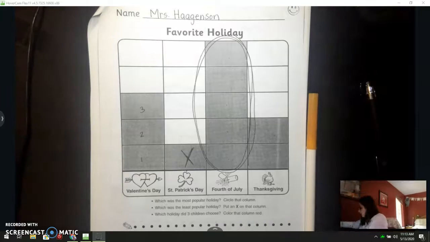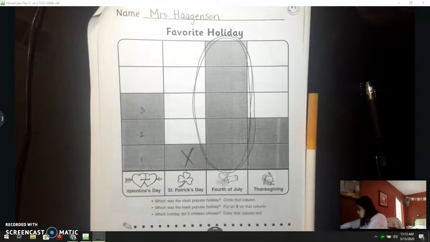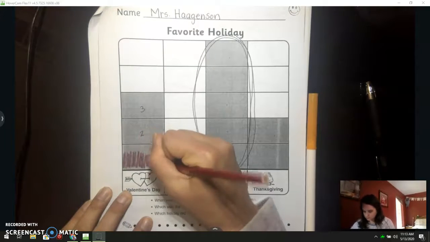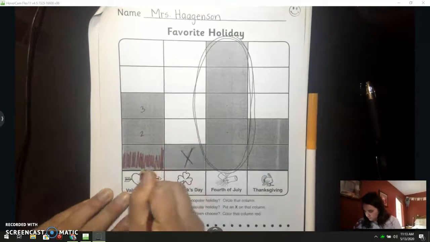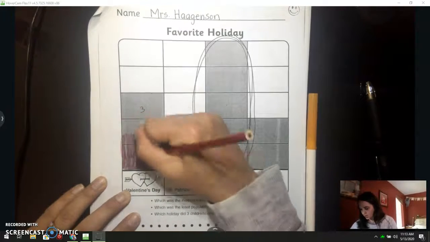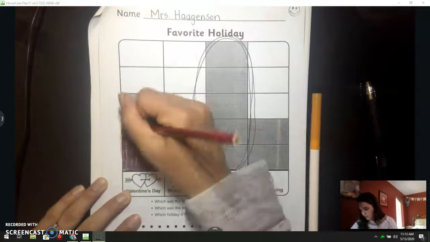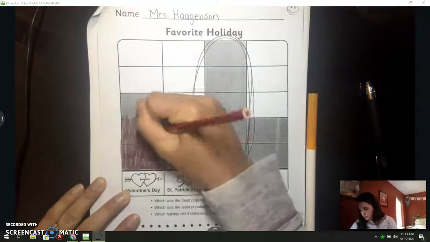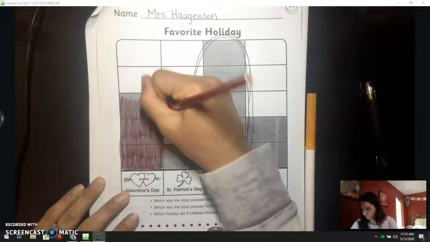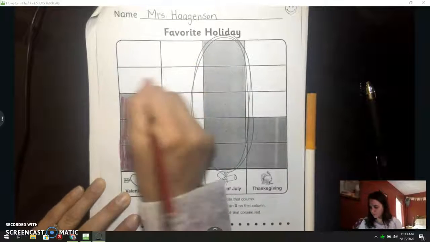Let me get my red out. Okay, this is kind of a dark red. It says color that column. The column is going up and down. Color it red.